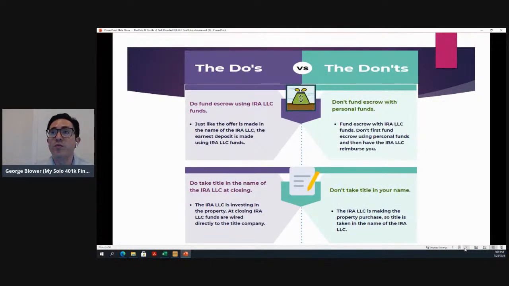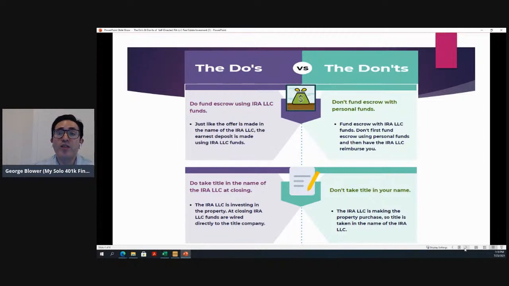Now let's turn to funding the IRA LLC. In funding the purchase, do fund the escrow account using IRA LLC funds. Just like the offer is made in the name of the IRA LLC, not your name, the earnest deposit needs to come from the IRA LLC funds. On the flip side, don't fund the escrow with personal funds. Fund the escrow with IRA LLC funds. Don't first fund using personal funds and then have the IRA LLC reimburse you. That would be a prohibited transaction.